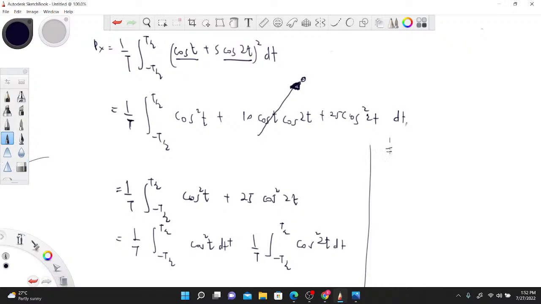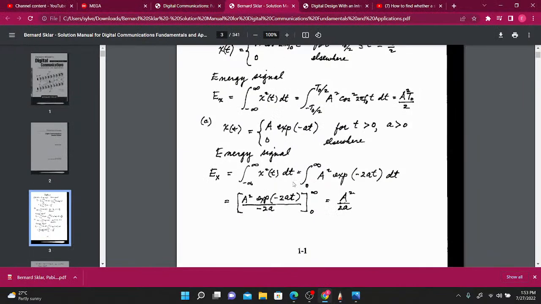So I'm left with 1 over T here. So for this part, I'll get T. Please try it out. Plus this part is supposed to be a 25 here, right? It's supposed to be a 25. So I'll get 1 over 2T times T. Then I'll get 25 over 2T times T. So kindly try it. That will give you 26 over 2. That will give you 13 watts. So you get 13 watts.